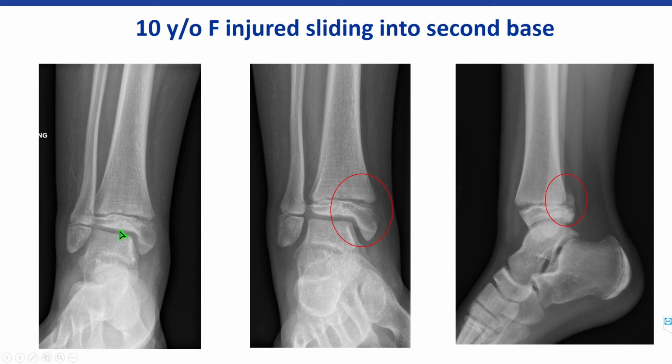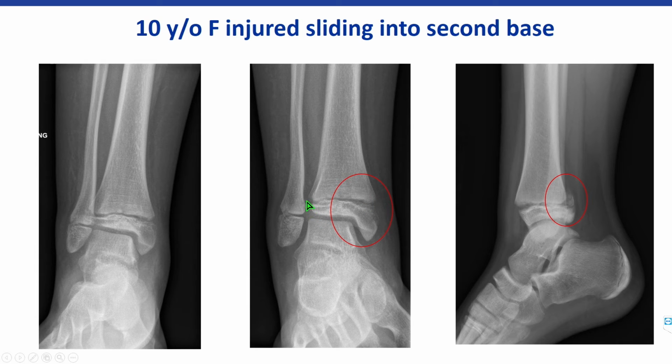AP view looks pretty good. Those measurements all look pretty good. This is a little bit younger child, so again, the measurements are good guides, but I don't know that they're always applicable to some of our younger children. When we look at this oblique or this mortise view, you're going to see some widening of the physis or the growth plate over here medially, and it's a little hard to tell exactly what's going on, but it just doesn't look right. So something's going on in that growth plate or in that physis.